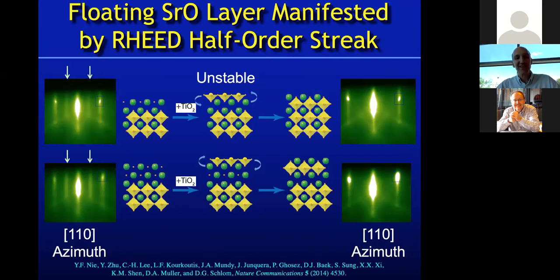Please. So they looked into the STO-LAO interface and they saw that regardless of whether you terminate the STO with a TiO2 or a SrO, they got aluminum oxide termination in the LAO. So it sounds very similar to what you were showing here, where you put this layer and it always bubbles up to the surface somehow. Okay.